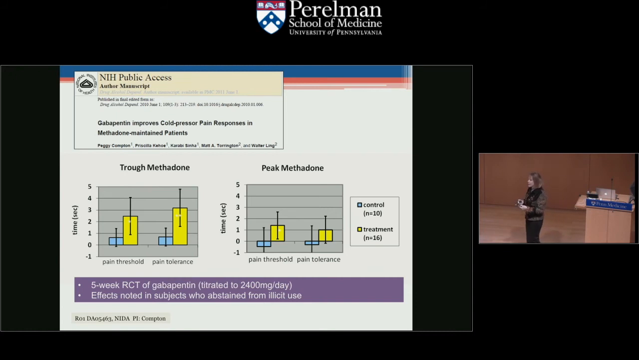So we gave a medication that increased inhibitory neurotransmission. It was able to kind of fight or block that excitatory neurotransmission that we theorized was underlying the hyperalgesia. And this was a 5-week randomized clinical trial of gabapentin, and the effects were noticed to be most robust in those patients on methadone who were doing well in treatment, so they weren't doing lots of other drugs on the outside.